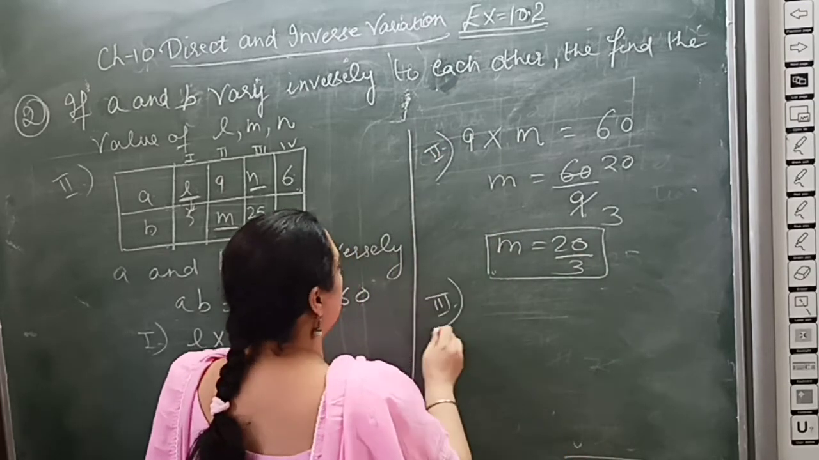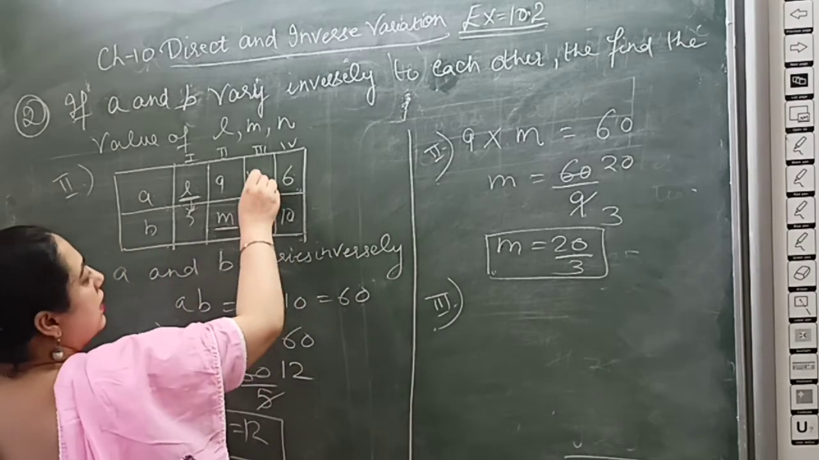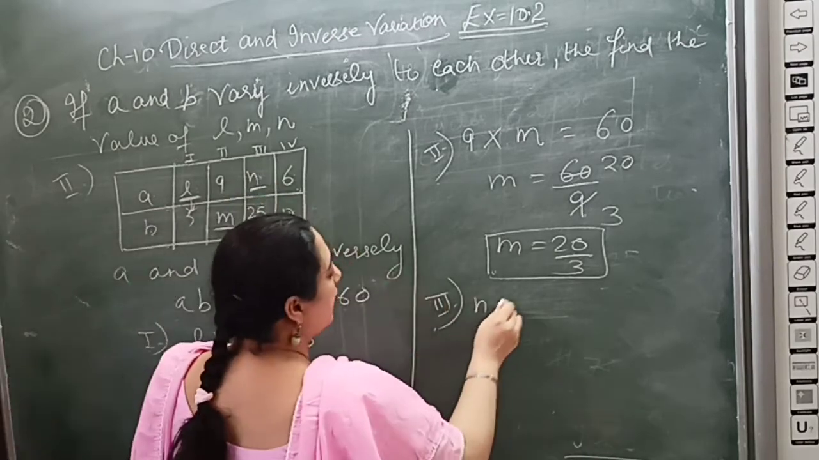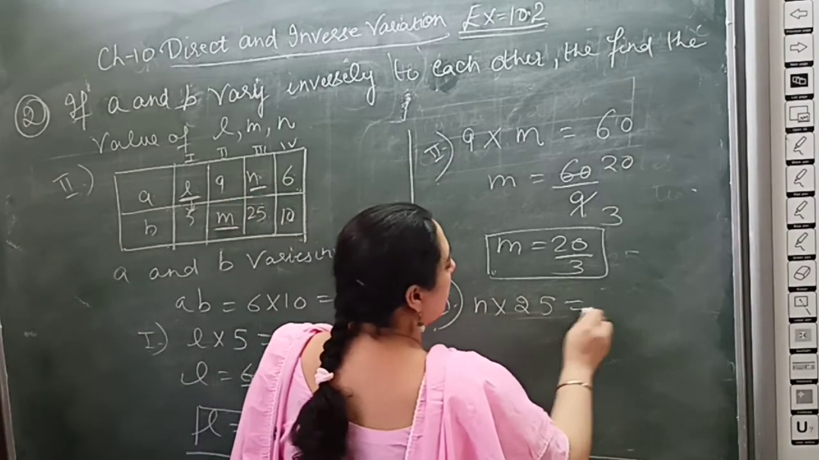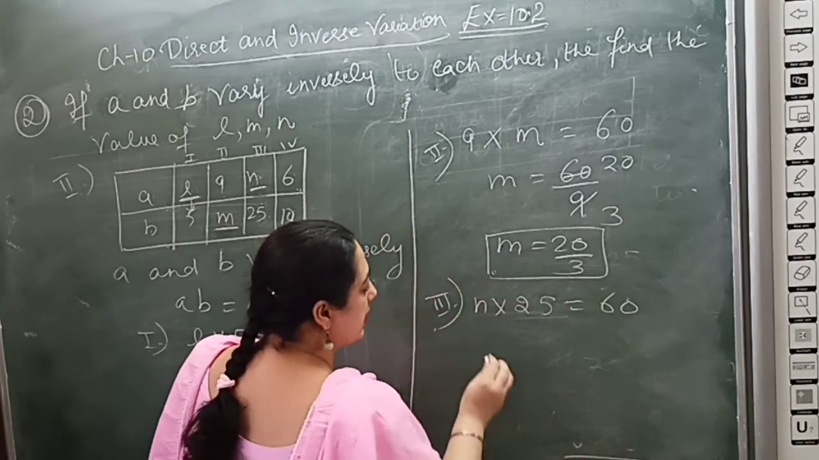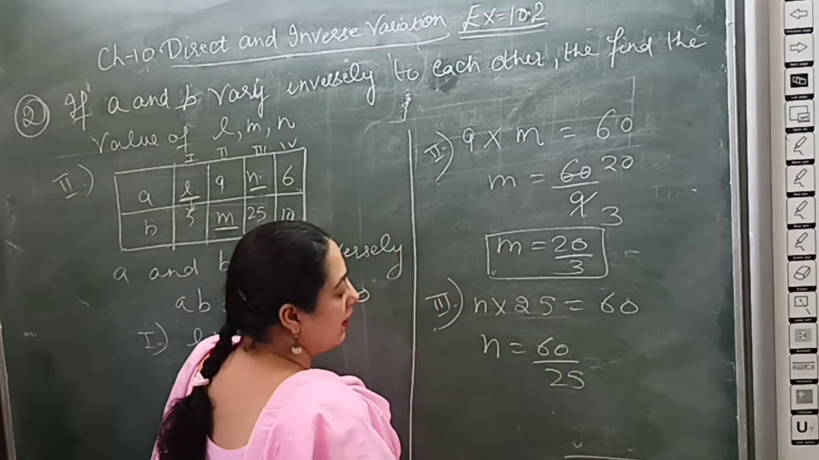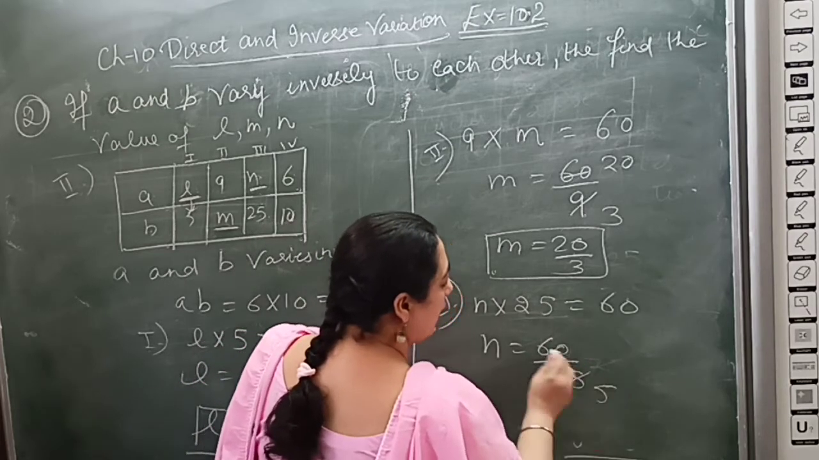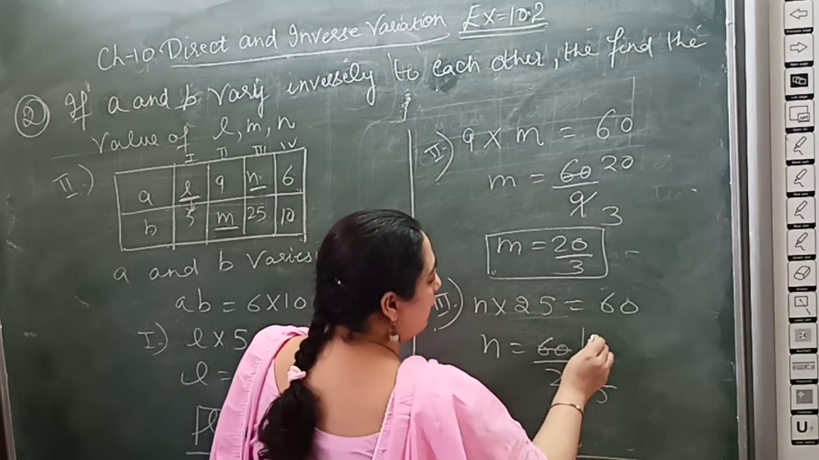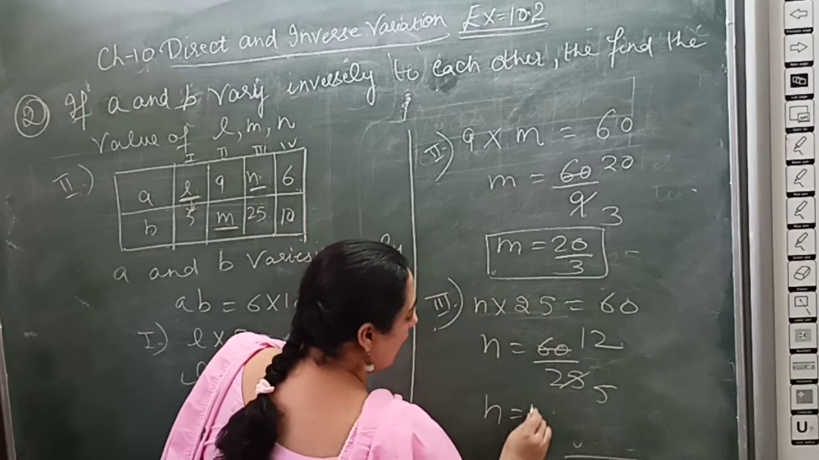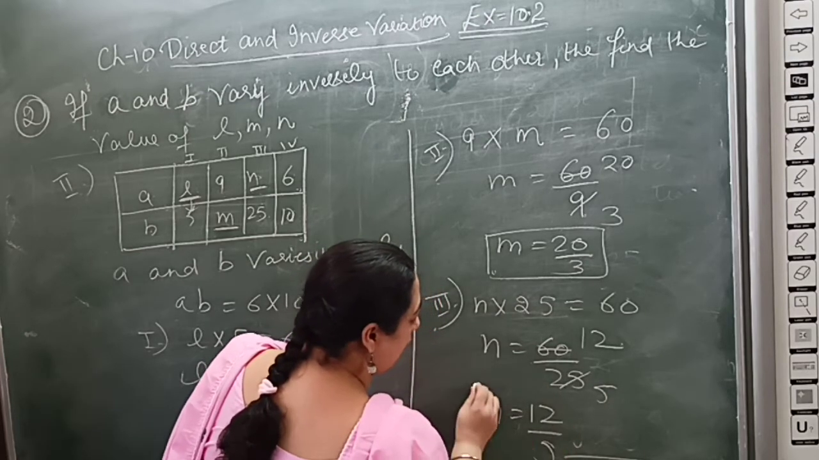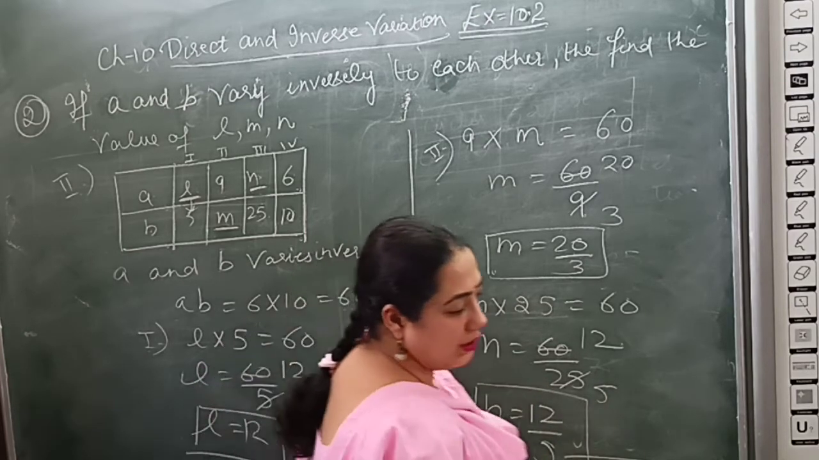Now the third value. In the third column, the values of A and B are N into 25. It is equal to the constant. So N is 60 over 25. Now again do the cutting, 5 fives are 25 and 5 twelves are 60. So N is 12 over 5. This is your third value.